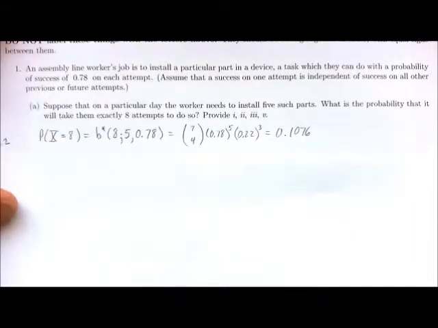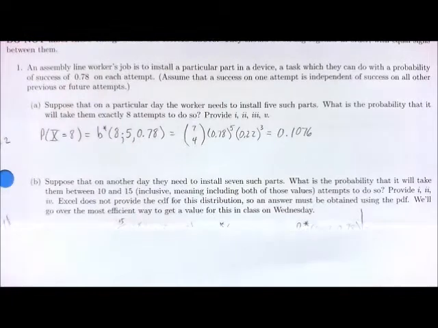And here's what we're looking at. We need the probability that the random variable takes the value 8, which is given by the negative binomial evaluated at 8, with a parameter of 5 successes needed, and the probability of success is 0.78.